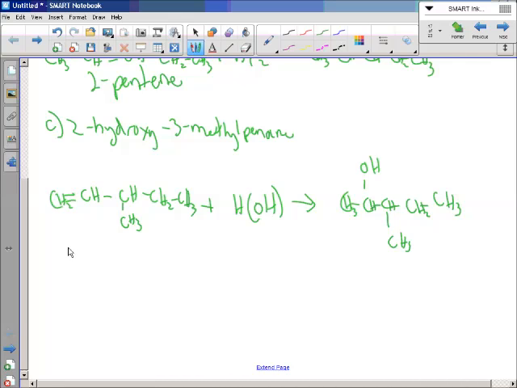What's this called? Jason, what do you got? 3-methyl-1-pentene. Okay? So there we have to think back to see which one Markovnikov's rule will give us as the major product.